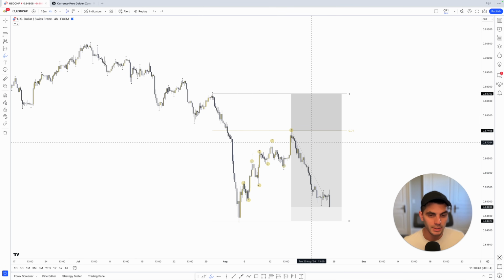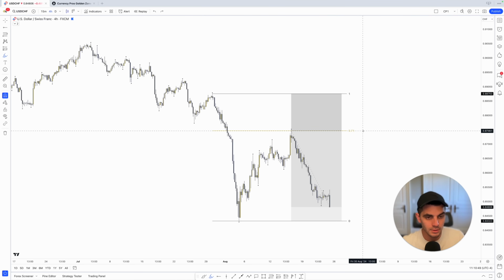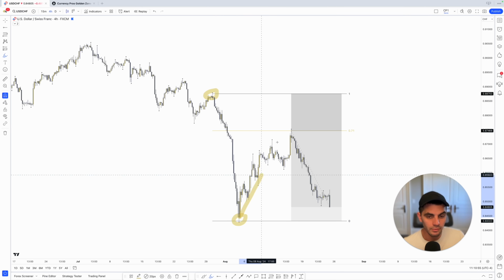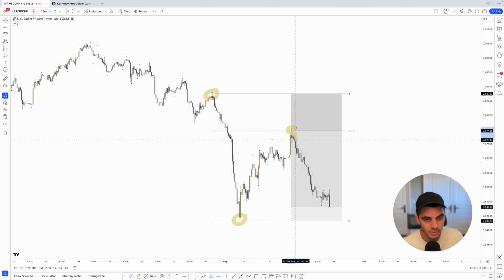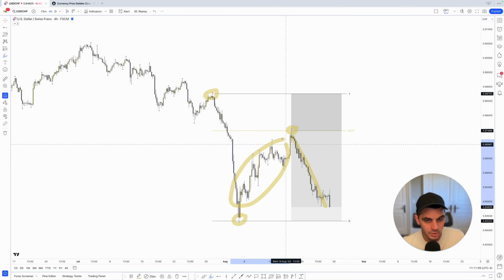So this is a pretty textbook example of the swing style strategy that I implement and how I focus on market structure. As you can see, my Fibonacci retracement was drawn again from this swing high down to this swing low. You can patiently wait for price to retrace back to your ideal entry point, which in this case is the 71. You can see how price just absolutely sniped that 71 and then started pushing to the downside.